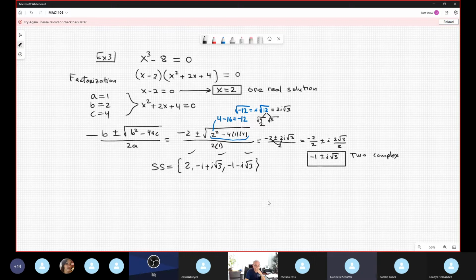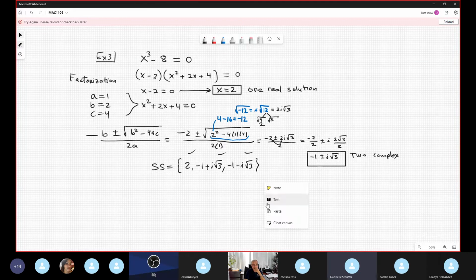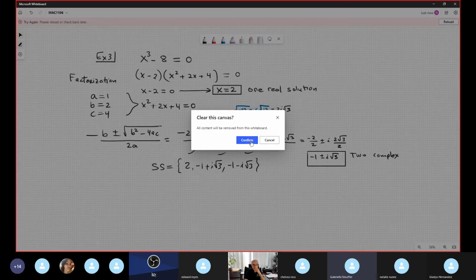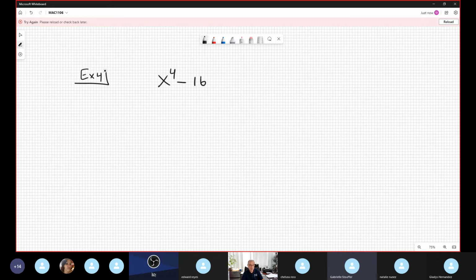Okay, I have another example, very interesting. And also 2 more of the quadratic form that I never explained so far. Example 4, polynomial. Example 4: x to the 4th power minus 16 equal to 0. Degree 4. When you finish, you expect 4 solutions. Factorization.